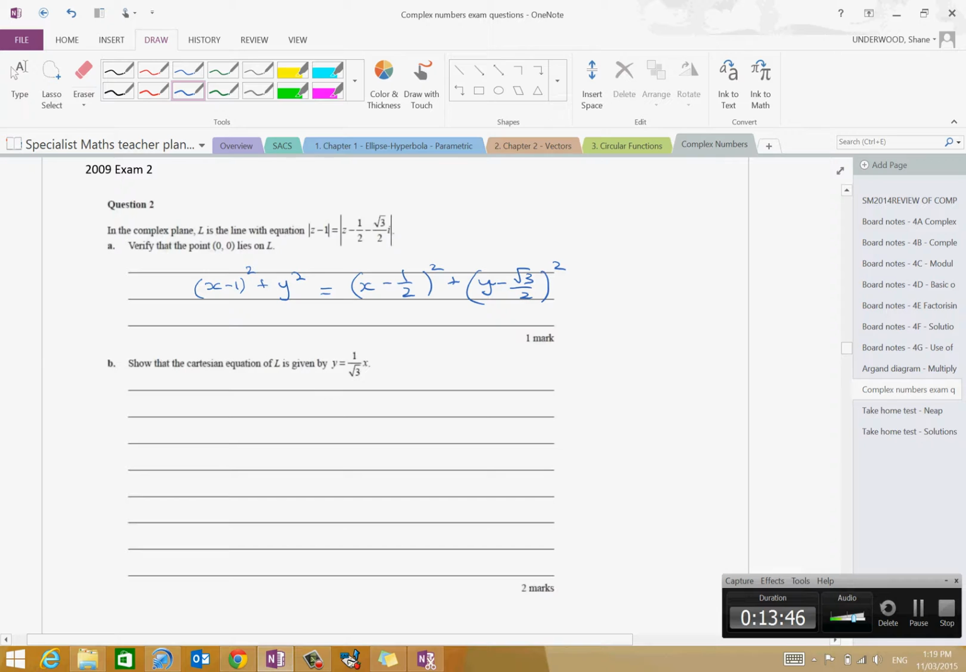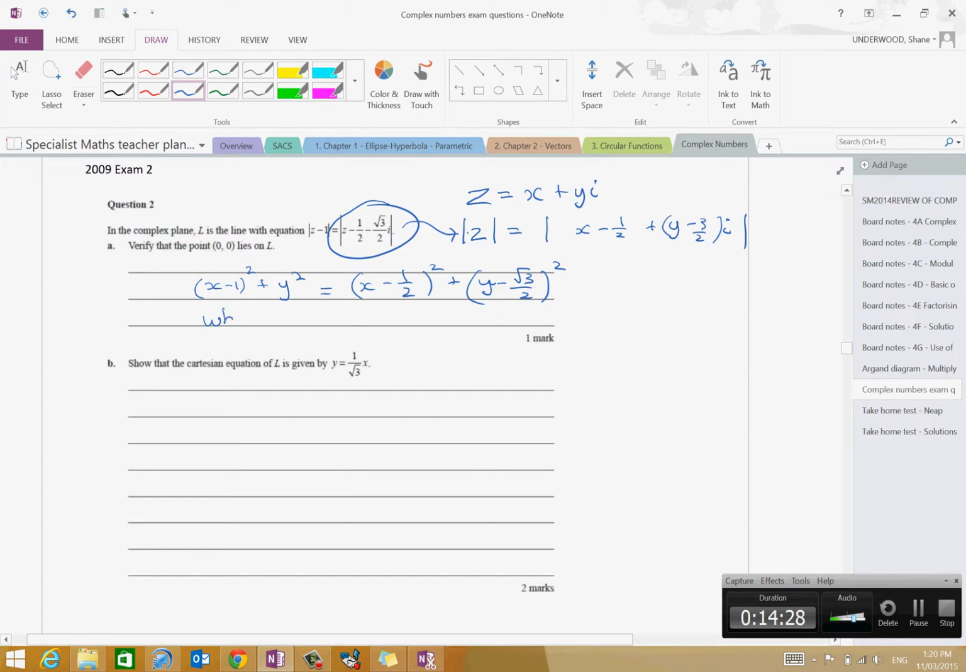I hope not. But this thing here, what we're saying is z is equal to x plus yi. And then I'm collecting, so the modulus of z, or the modulus of this thing here is equal to the modulus of x minus a half, and then, x minus a half plus y minus 3 on 2 i, and then you're squaring that, and that's where that comes from. Now, what about it says verify the point 0, 0.